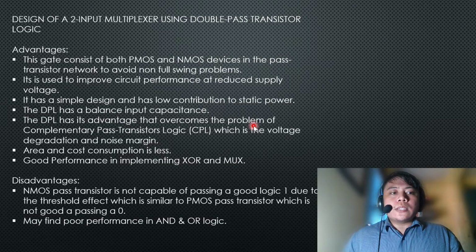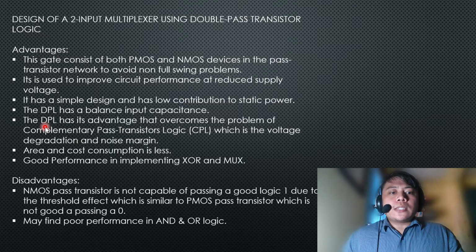Let us first discuss the advantages and disadvantages of using a double-pass transistor logic. So one advantage is that the DPL is used to avoid non-full swing problems on the pass transistor network, and also it is used to improve circuit performance at low supply voltages. It also has a simple design and has a low contribution to static power.